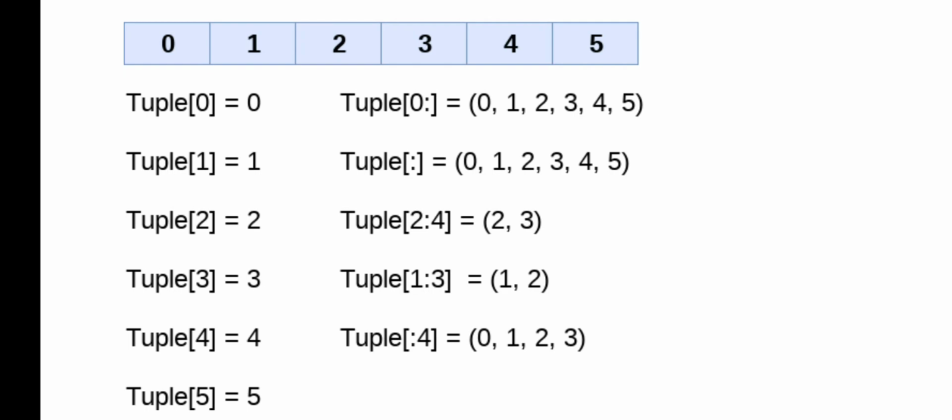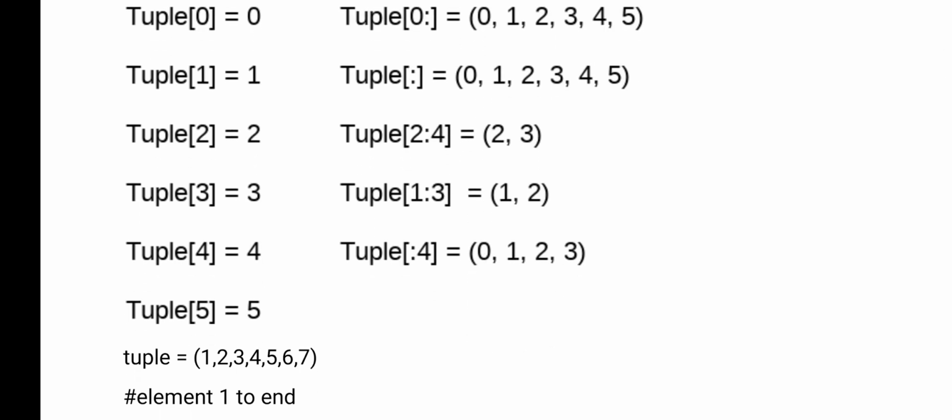Now the next one is 2 to 4. I want elements from 2 to 4, so whatever elements are in between, only those are printed. Means 2 is the starting, 4 is the ending. When you are including 4, that will be excluded. Now 1 comma 3: between 1 and 3, how many elements are there? 1 and 2, because the ending is excluded, right?